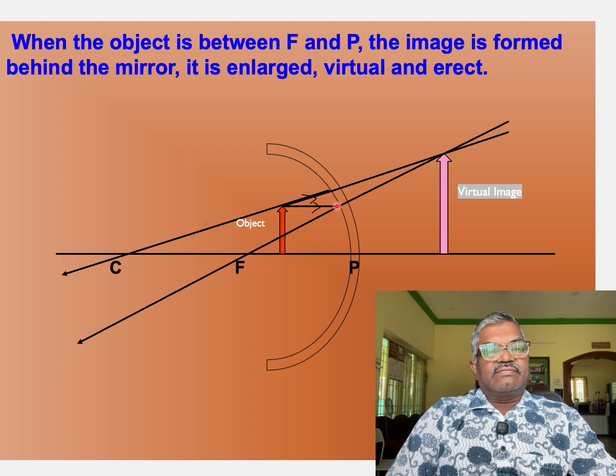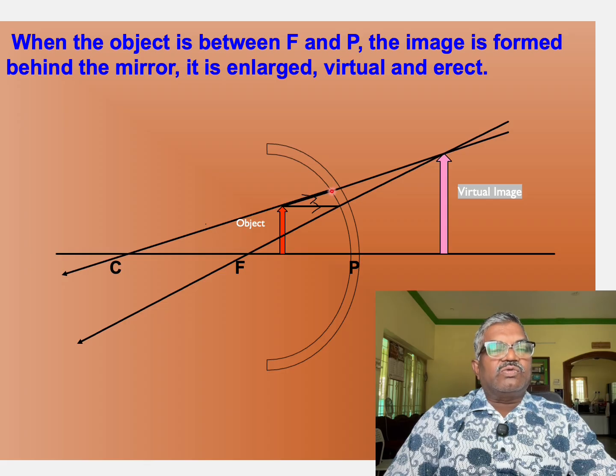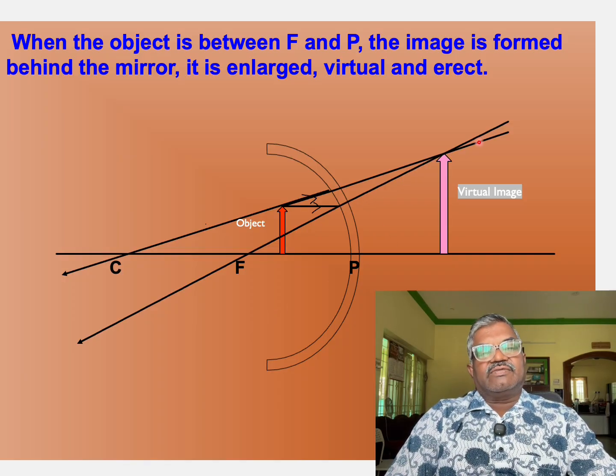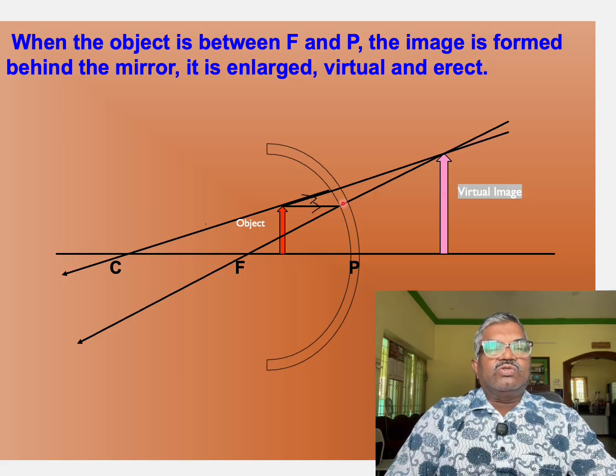After reflection, it will bounce back through F. Another ray will pass through the center of curvature, so it will bounce back along the same path. Here these two rays are diverging, so they never meet. Obviously they appear to meet at the back side, behind the mirror, so you have to draw dashed lines, dotted lines here. They appear to meet behind the mirror.